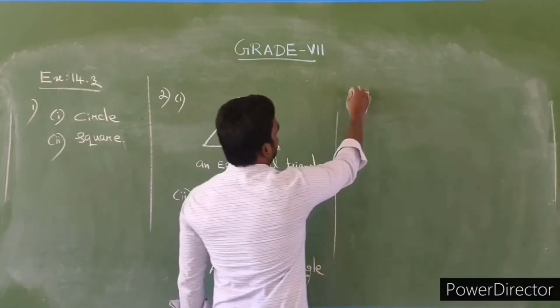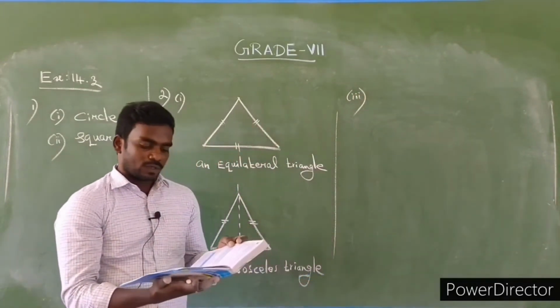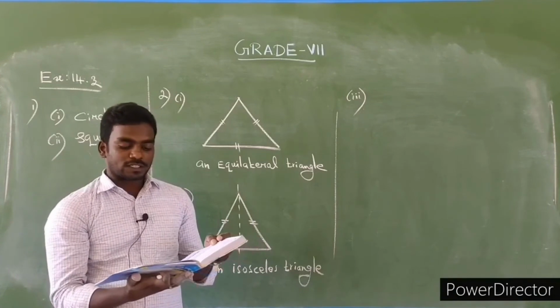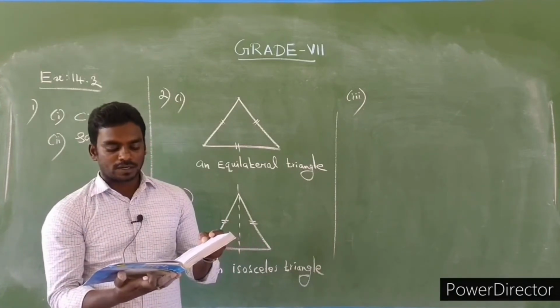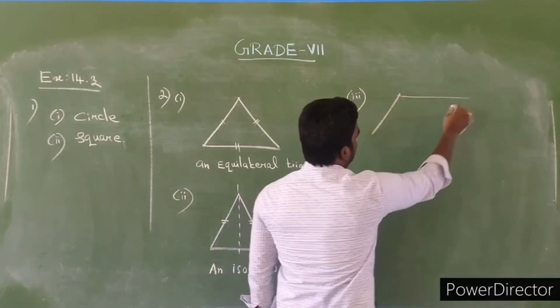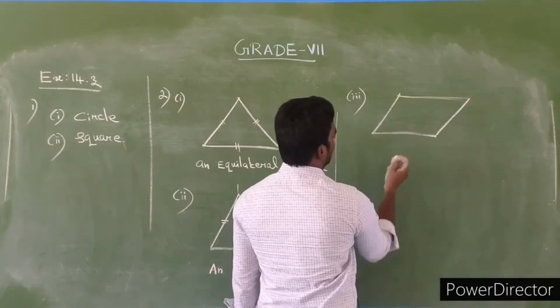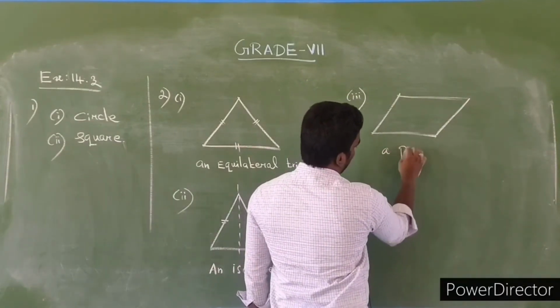Next, what is the third one? The third one is a quadrilateral with a rotational symmetry of order more than one, but not a line of symmetry. We know a parallelogram has a rotational symmetry of order more than one, but has no line of symmetry. So what is this? A parallelogram.